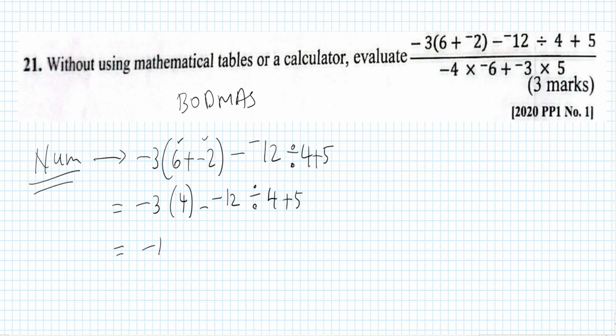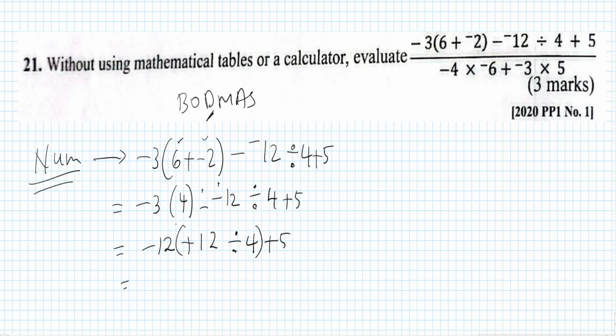-3 times 4 will give you -12. That's how you open up the brackets. Since we have minus negative here, we'll write positive because negative gives you positive. So we'll have plus 12 divided by 4 plus 5. Next one is division. So you'll divide this. This is where many students usually get wrong.